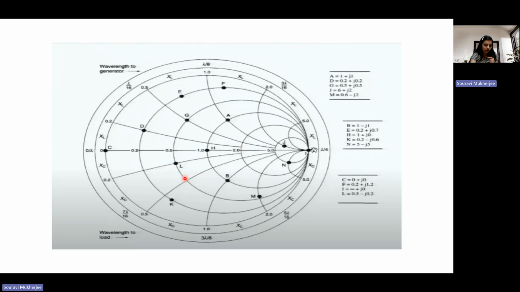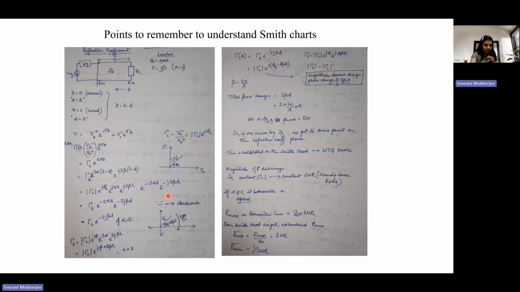So basically any point, if you want to represent it in the admittance plane, would have a 180-degree phase associated with it, basically a minus sign, right? And that's a 180-degree phase.